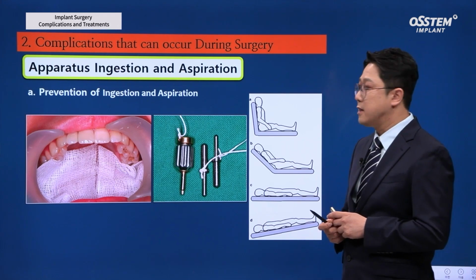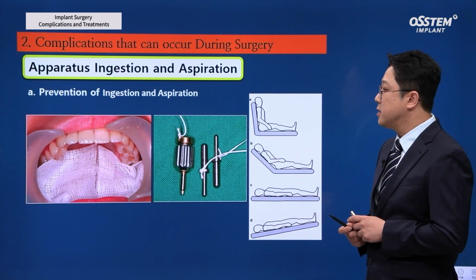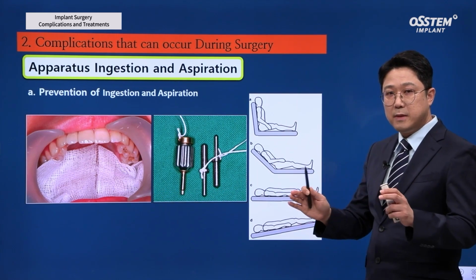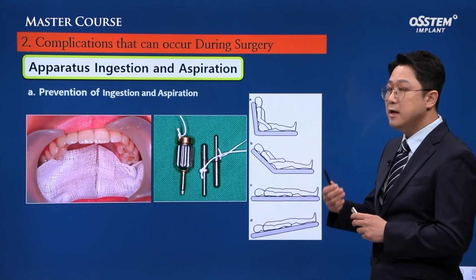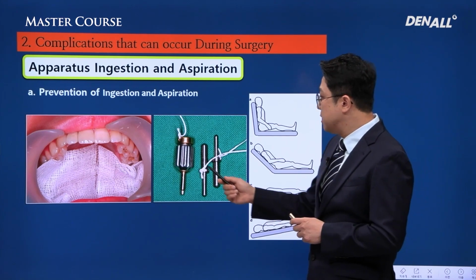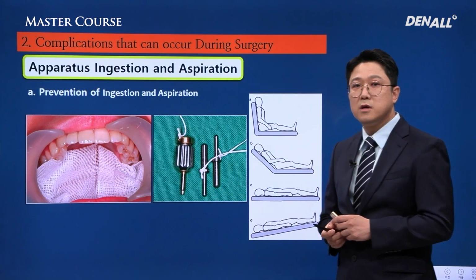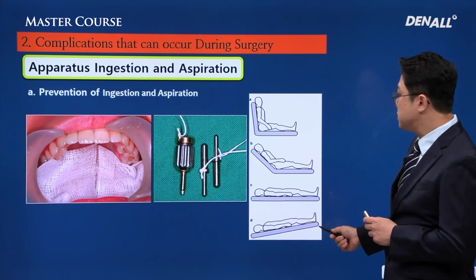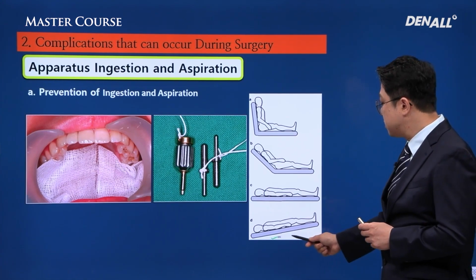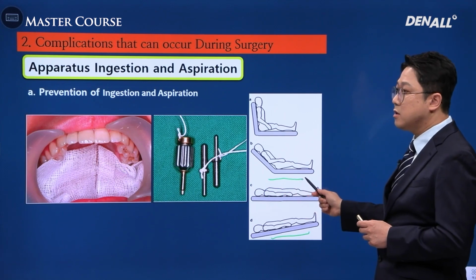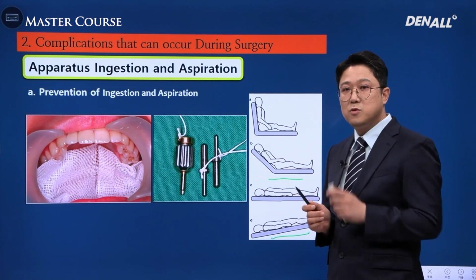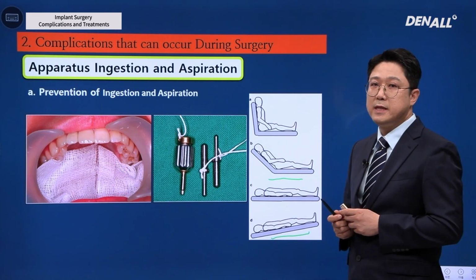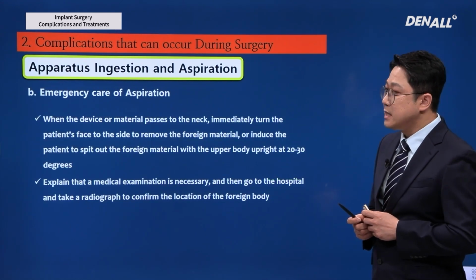Next, second complications that can occur during surgery involve apparatus ingestion and aspiration. In order to prevent it, you can make gauze cotton and prevent it from falling into patient's oral cavity. In the case of driver, you can use string to prevent the patient from swallowing it. This is one prevention method. Also, the patient position should not be so supine. It needs to be uprighted slightly. This can be a prevention method from apparatus ingestion and aspiration.